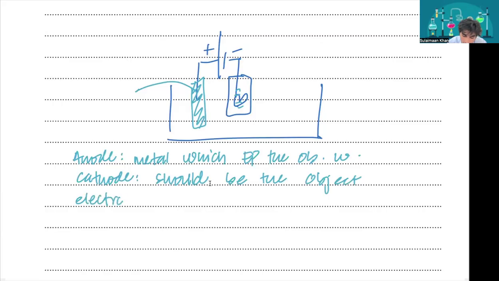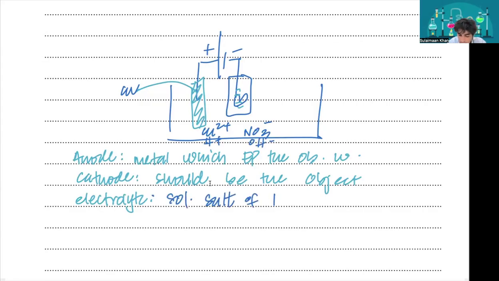And then the electrolyte. What should the electrolyte be? Let's suppose I want to electroplate with copper. So I'll use a copper electrode right here, the positive electrode, and I'll use copper nitrate or copper sulfate, whatever, aqueous. So the electrolyte should be a soluble salt of the metal, or a soluble compound of the metal that I want to electroplate the object with.